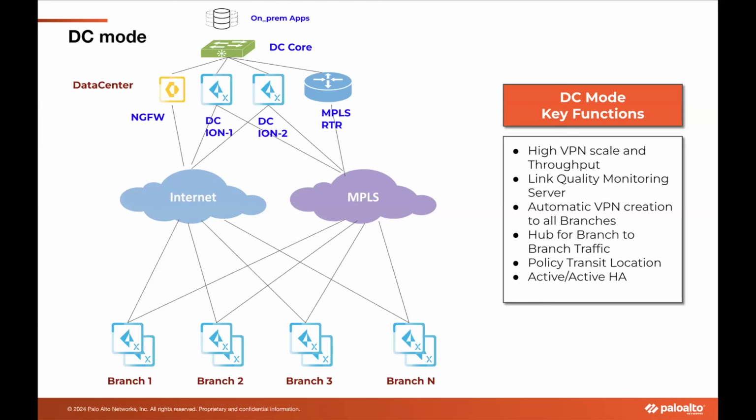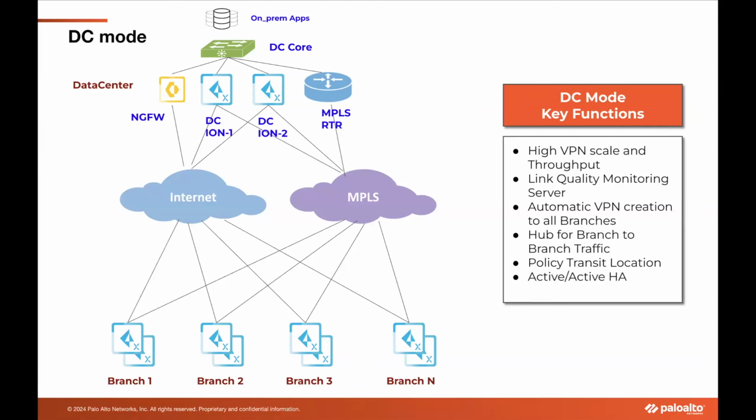Data center nodes actually also act as a link quality monitoring server. So that allows branches to act as clients to go and test their link quality across all the various circuits and transports from the branch to the data center and get an always-on measurement of latency, loss, jitter, MOS score, and so on and so forth.